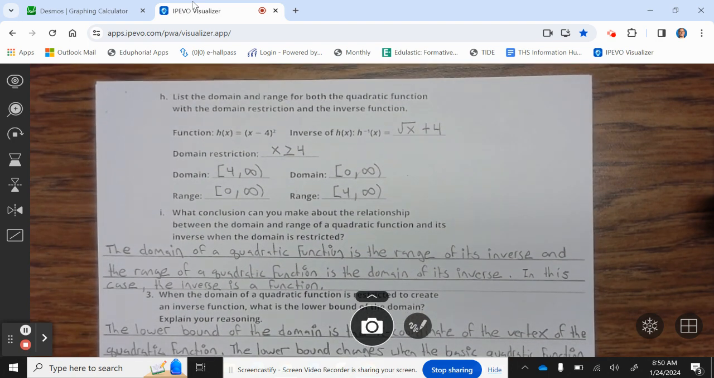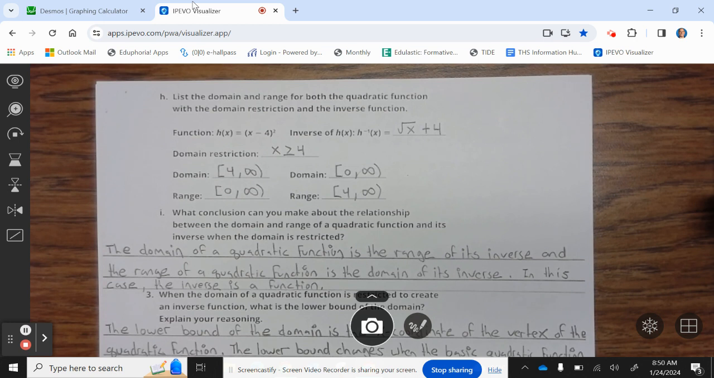B. List the domain and range for both the quadratic function when the domain is restricted and the inverse function. When f of x equals h of x equals (x minus 4) squared, and the inverse of h of x equals h inverse of x is the square root of x plus 4.